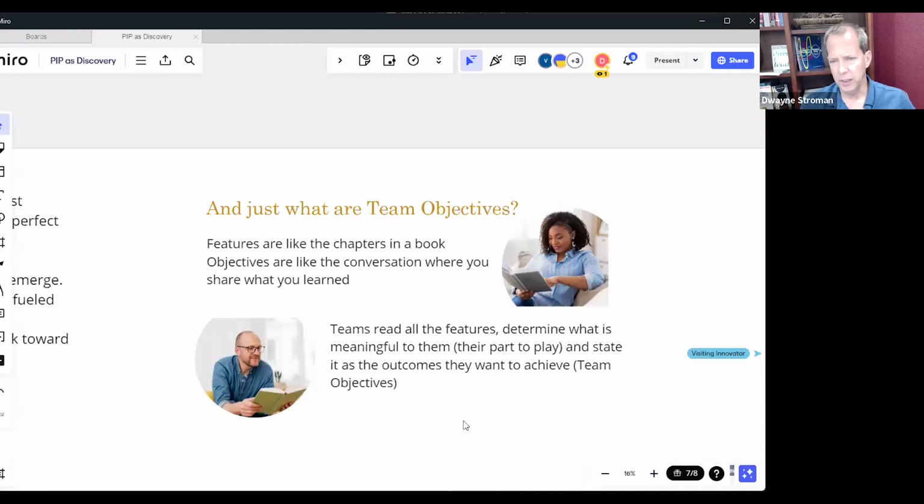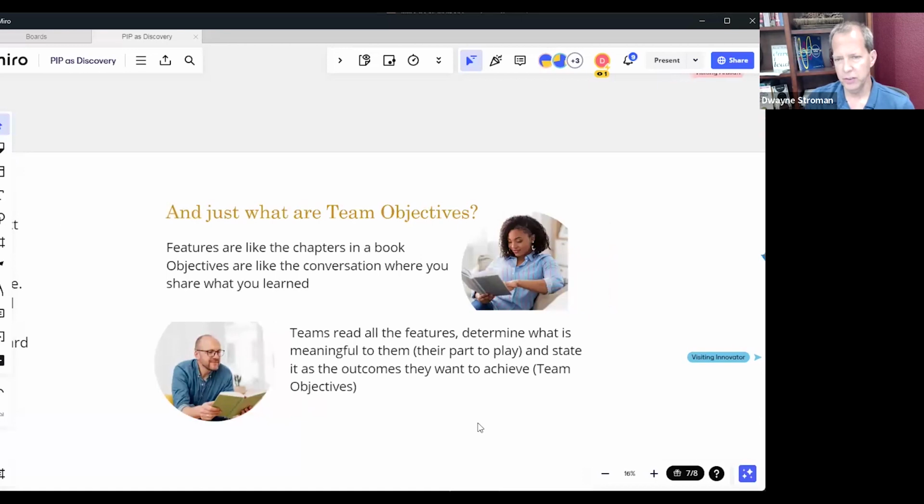Well, another person read the exact same book, and they want to have a conversation with someone. They're probably bringing up different components, because as they read the book, different things stood out to them. And that's what I recommend: teams read all the features and understand what's in there, and then they determine what part they have to play.